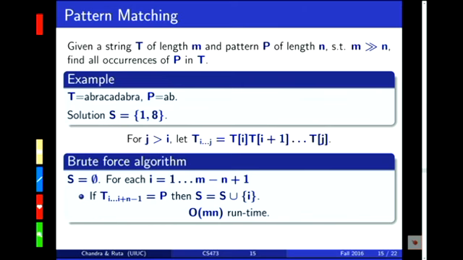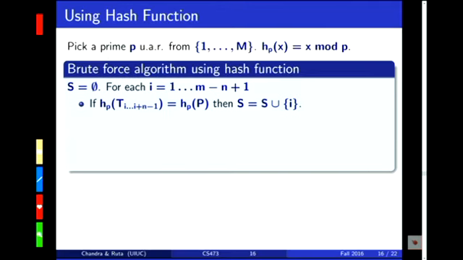Now suppose I want to do something fancy. Instead of doing direct comparison, I would compute a hash of the pattern and the substring and compare the hashes. Let's say I'm picking p uniformly at random between 1 and M. I'm going to fix M later based on the guarantees I want. And let's say H_p is our old hash function, x mod p. Then instead of comparing the substring and the pattern, I'll compute the hash first and then compare the hashes.